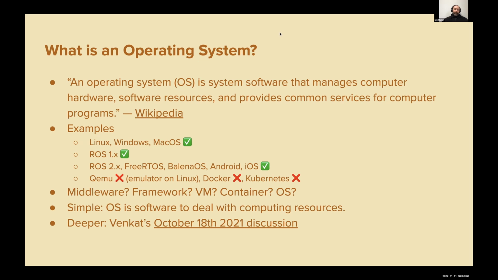We have very good examples on all our computers: Linux, Windows, Mac OS. But for example, ROS 1, which is the beloved one, is also an operating system. More strictly speaking, a lot of people will call that a middleware. But if we look at the definition from Wikipedia, yes, ROS is an operating system. It's just depending on where we stand.